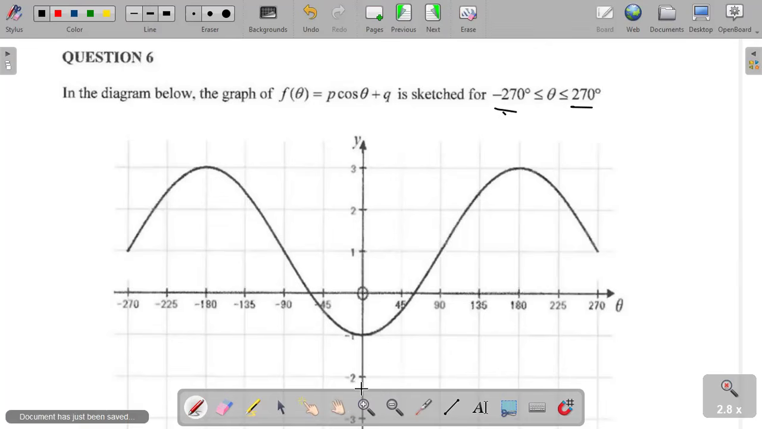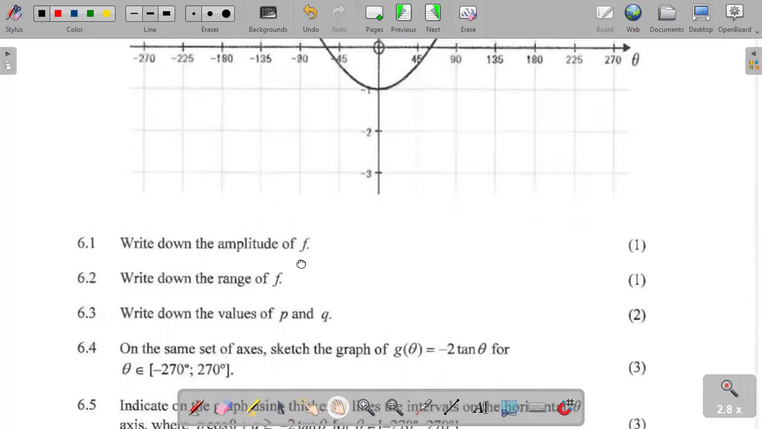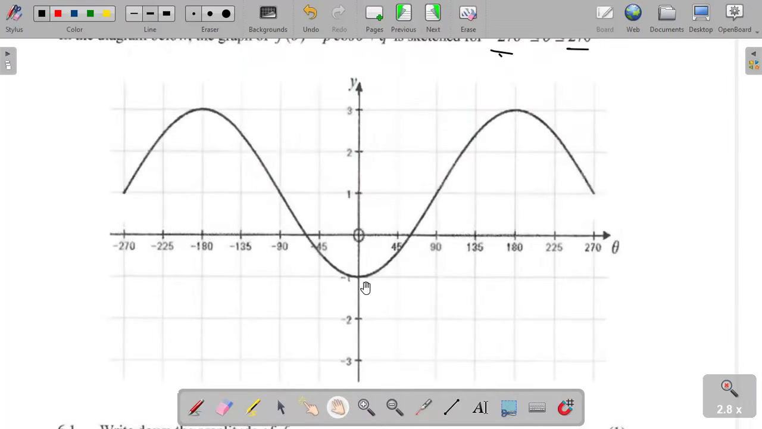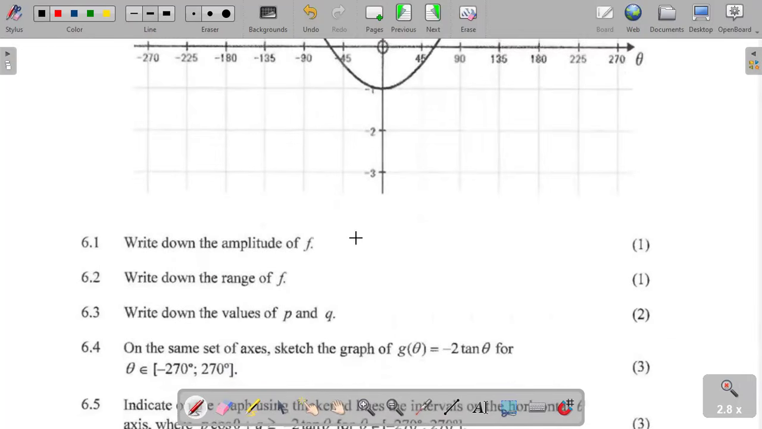So they're asking, write down the amplitude of f. Okay, the amplitude of f. So the amplitude, isn't it? We have to look at the lowest value, which is -1, and then the highest value. So it's going to be 3 minus -1, which is 4, then divide by 2. Okay, so the amplitude here is going to be 2.